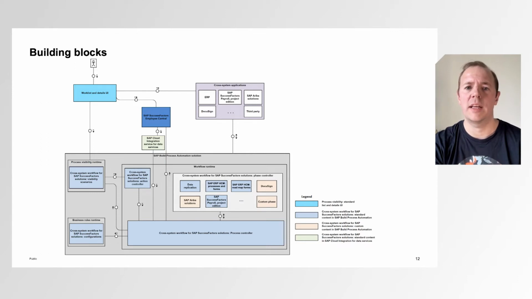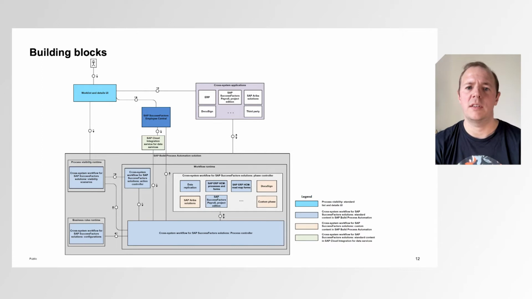The process controller as the main application interacts with SuccessFactors to receive the employee data and workflow request information, since SuccessFactors is the leading system in our scenarios. We use the employee data for permission control on the worklist and for driving the backend processing inside our workflow. The business rules capability is used to configure and extend the workflow application according to your business needs.